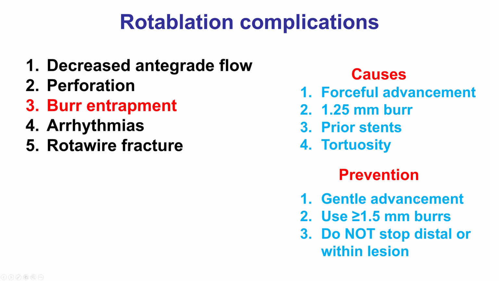To prevent it, the advancement should be gentle, again in a pecking motion. The 1.5 millimeter burrs or larger are preferred, and we'll show you why in the next slide. And also for rotational atherectomy, the burr should not be stopped distal or within the lesion. Instead, the burr should go through the lesion and come back before stopping, because the burr only has diamond in the front end.